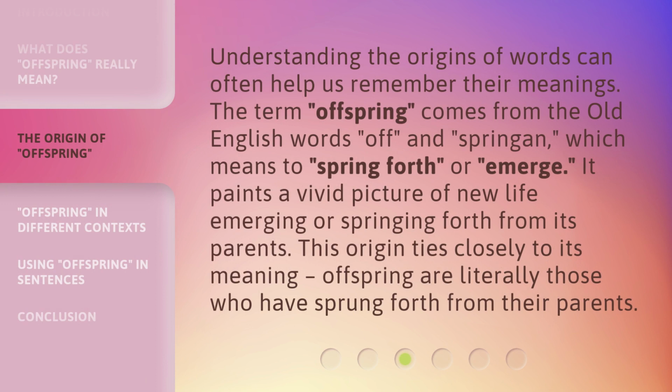Understanding the origins of words can often help us remember their meanings. The term offspring comes from the Old English words off and springen, which means to spring forth or emerge. It paints a vivid picture of new life emerging or springing forth from its parents. This origin ties closely to its meaning. Offspring are literally those who have sprung forth from their parents.